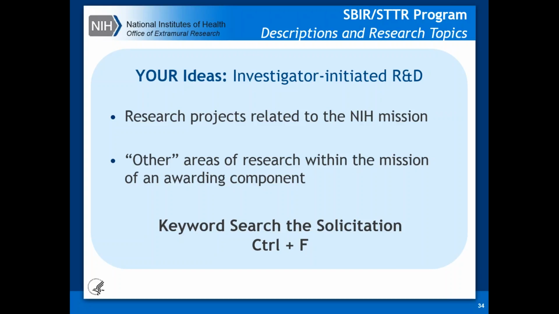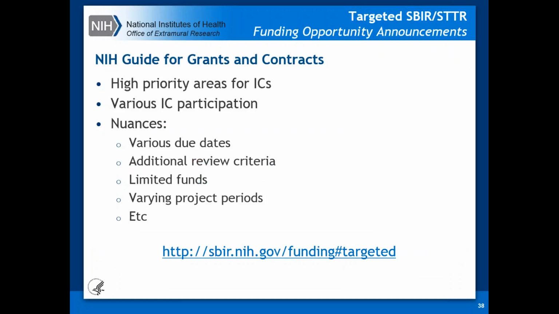With respect to our document, we have a descriptions and research topics document. You can pull that up and do a keyword search in the solicitation by hitting Control F, and look to see if there are certain things that match your area of expertise and which institute or center is funding in that. As I noted earlier about the NIH Guide for Grants and Contracts, funding opportunity announcements will be published, and they talk about the high priority areas for each of the ICs, and they also identify the various ICs that will participate in each of those funding opportunities.